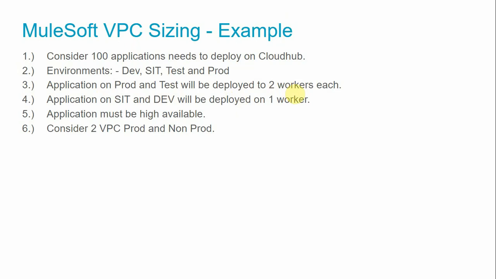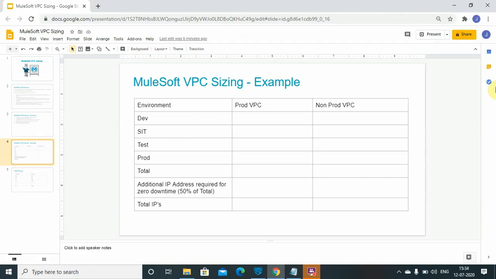The application on SIT and dev will be deployed to a single worker. Applications must be highly available, and consider there are two VPCs, prod and non-prod. With non-prod, we will map dev, test and the SIT environment, whereas the prod VPC will map the production environment. Okay, so let's consider.